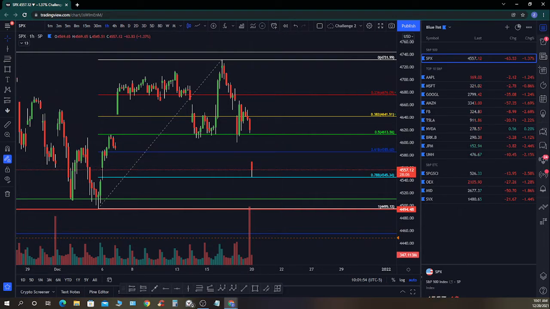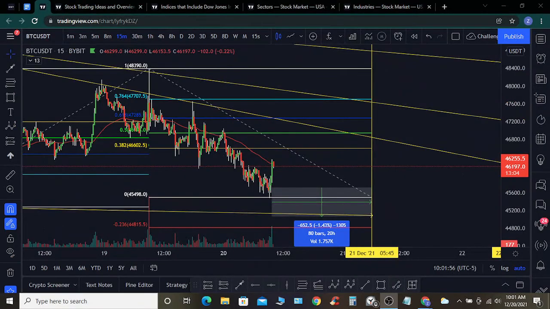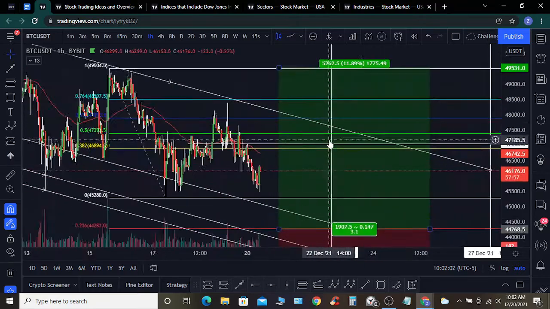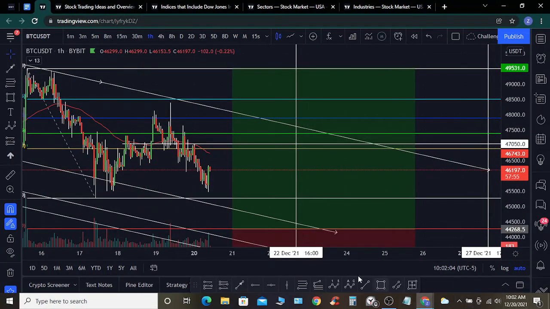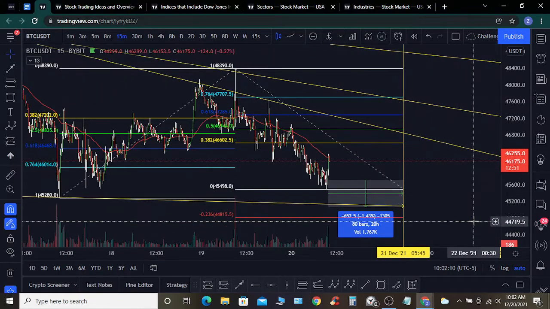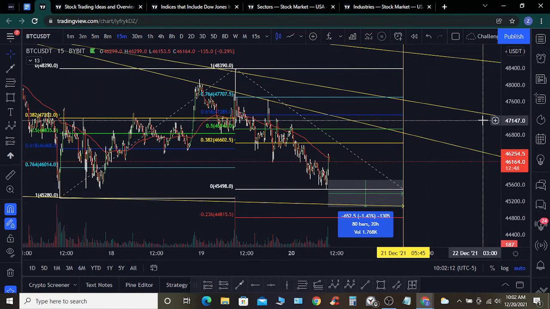Let's take a quick look at Bitcoin before we head off and close the video. We're looking decent. Once again, I have those timing indicators that I'm looking for on the December 22, which is in 22 days, and the 15-minute has one tomorrow at 5:45 in the morning.